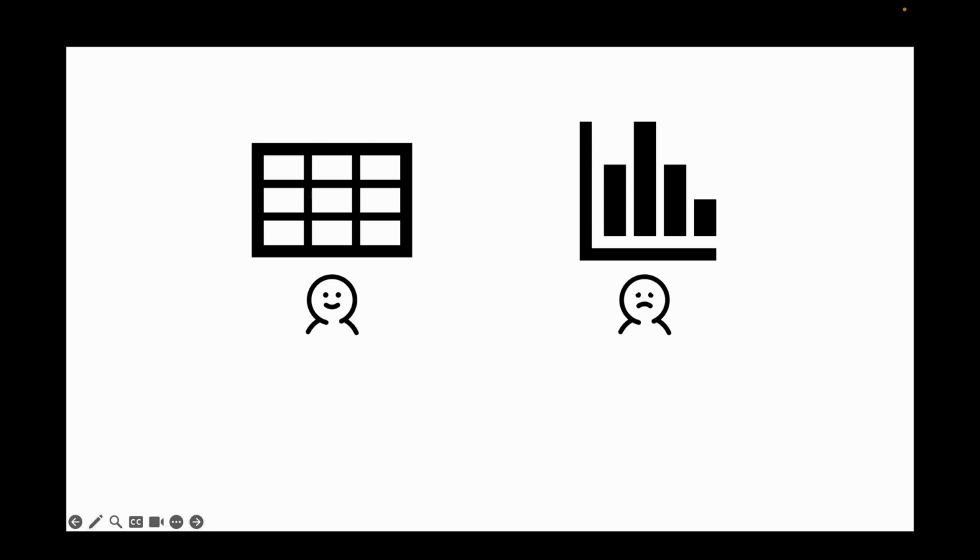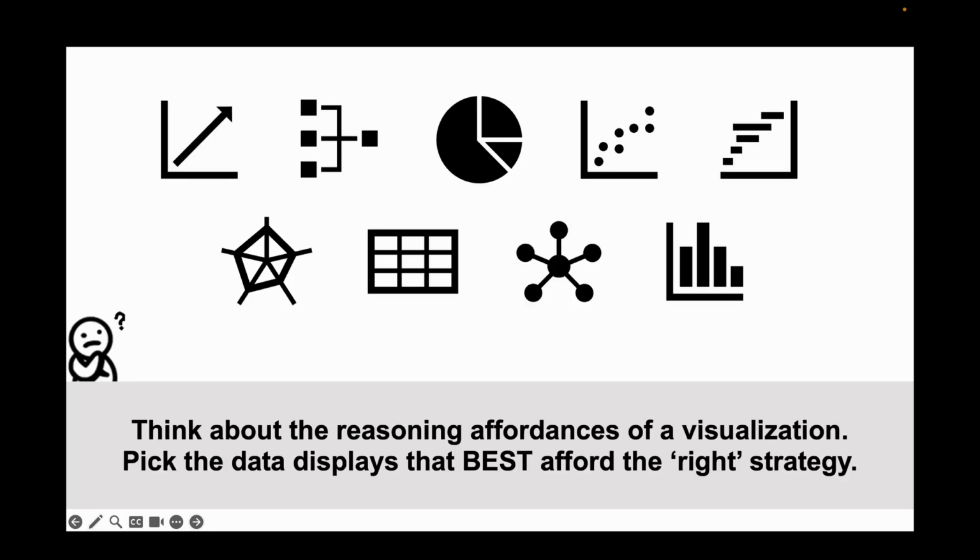So rather than strictly enforcing table usage or calling for a community-wide ban on bar charts, the takeaway of our work is as follows. When we create visualizations to help people solve problems and make decisions, think about the reasoning affordances of a visualization. Pick the data displays that best afford the right strategy.